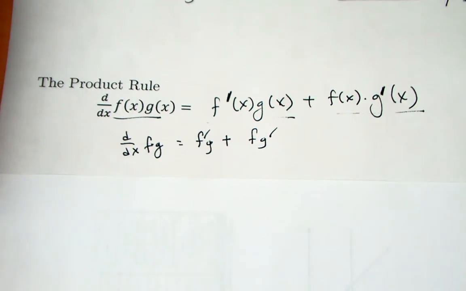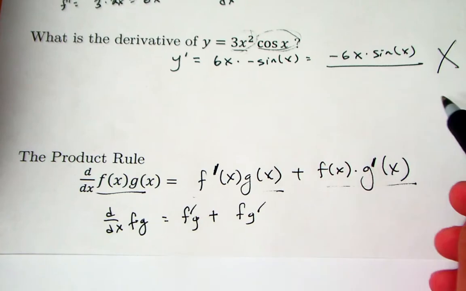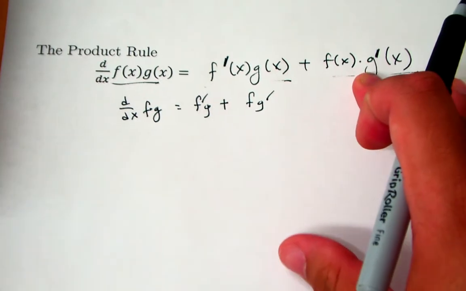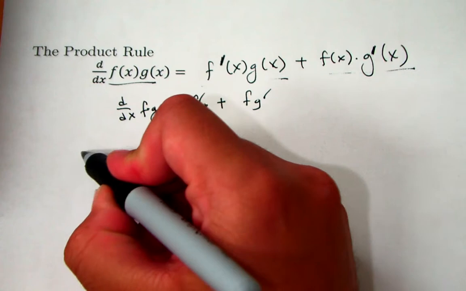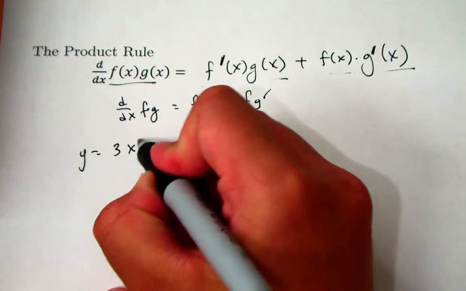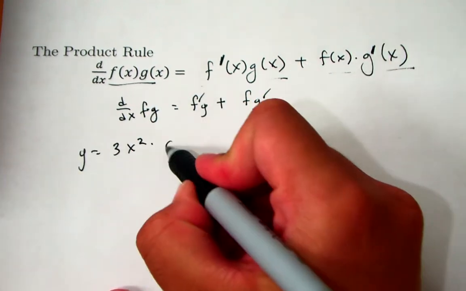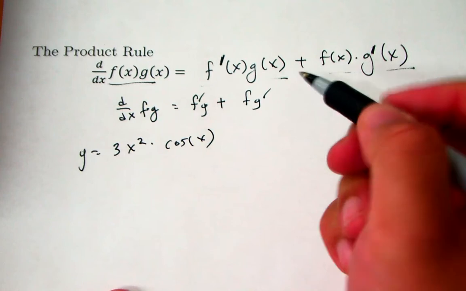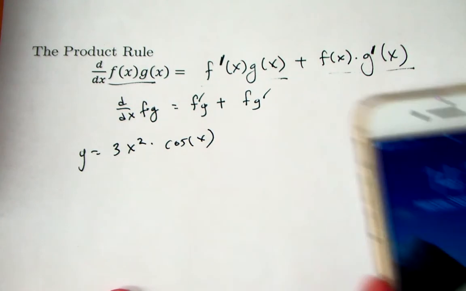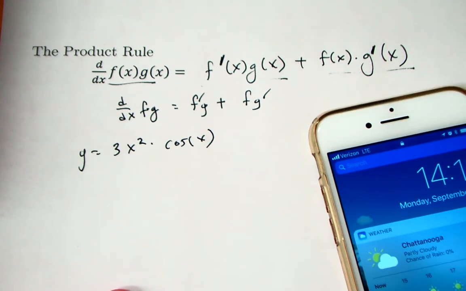So how does this actually work in practice? Well, let's take a look at the actual problem we attempted to do incorrectly up here, which was y equals 3x squared times cosine of x. So y equals 3x squared times cosine of x. What I would encourage you to do at this point is to have another little visual gimmick here.